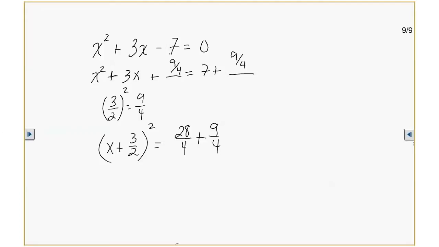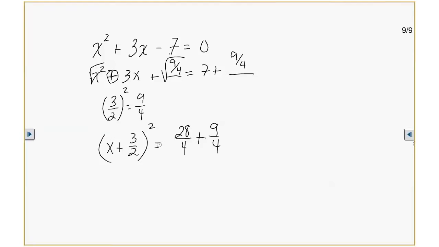Okay, who's got questions? How did I get 3 halves? Well, I took B and divided by 2 and squared it. That's where the 9/4 came from. And then shortcut number 1 tells us take the square root of the first term, take the square root of the second term, (A plus B) quantity squared.